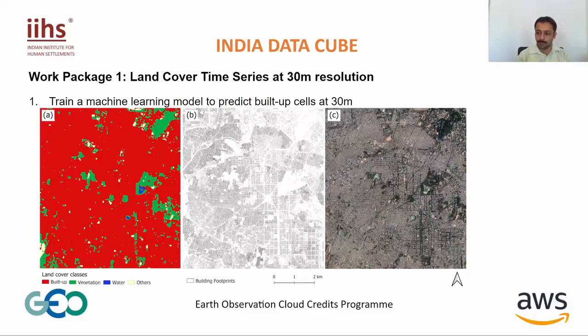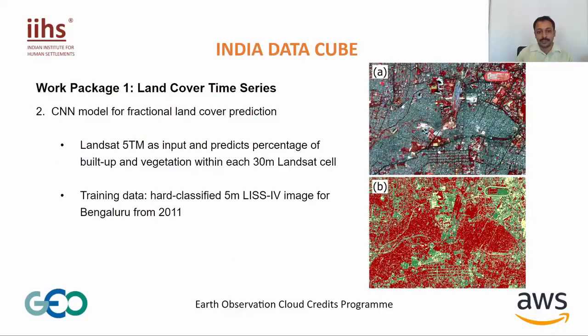To produce fractional land cover information, we used a CNN model which is trying to predict the percentage of built-up and vegetation information within each 30-meter Landsat cell. A hard classified Landsat image for Bengaluru from 2011 is used for training, which is shown in figure B.